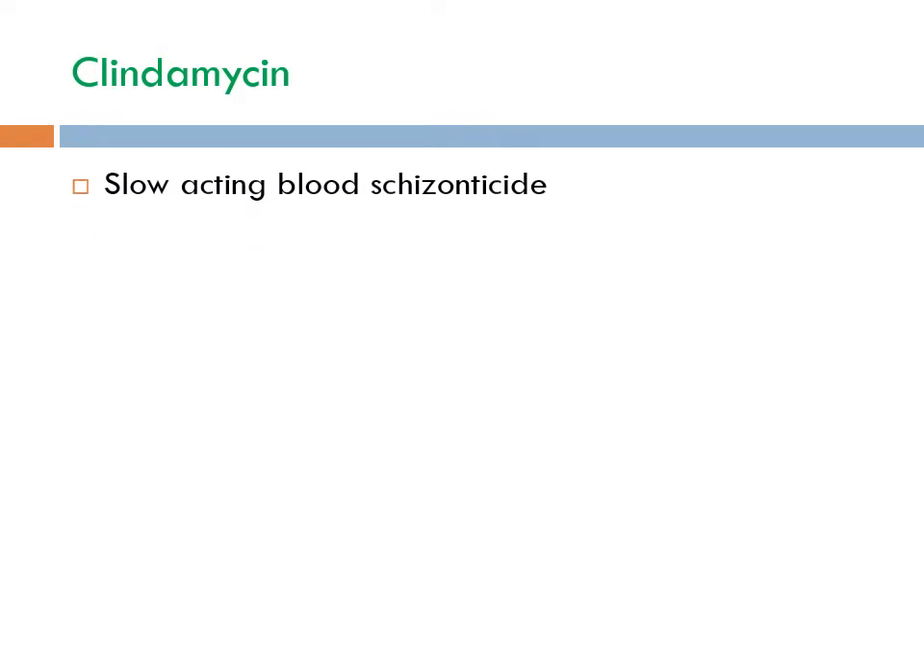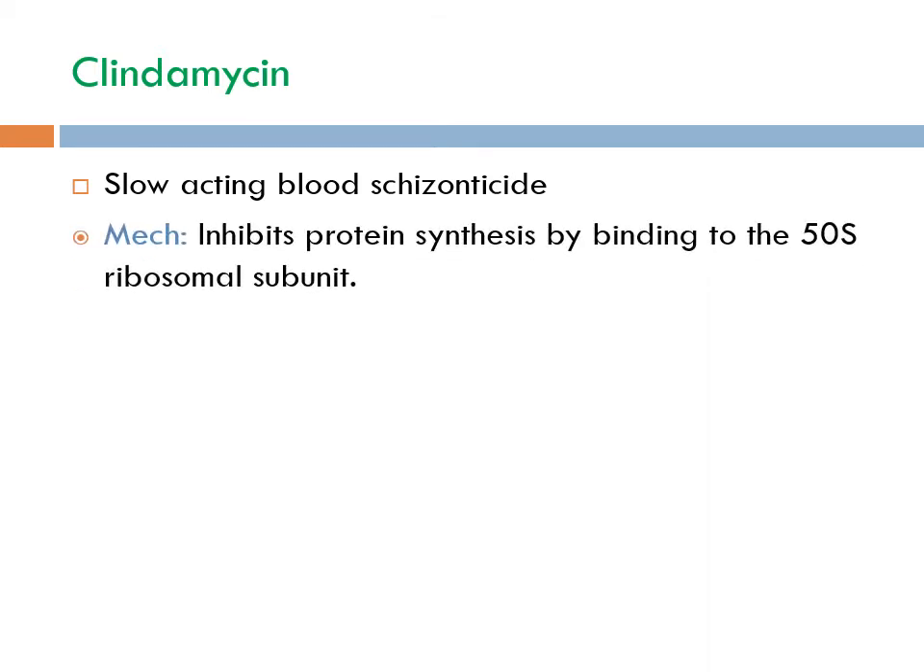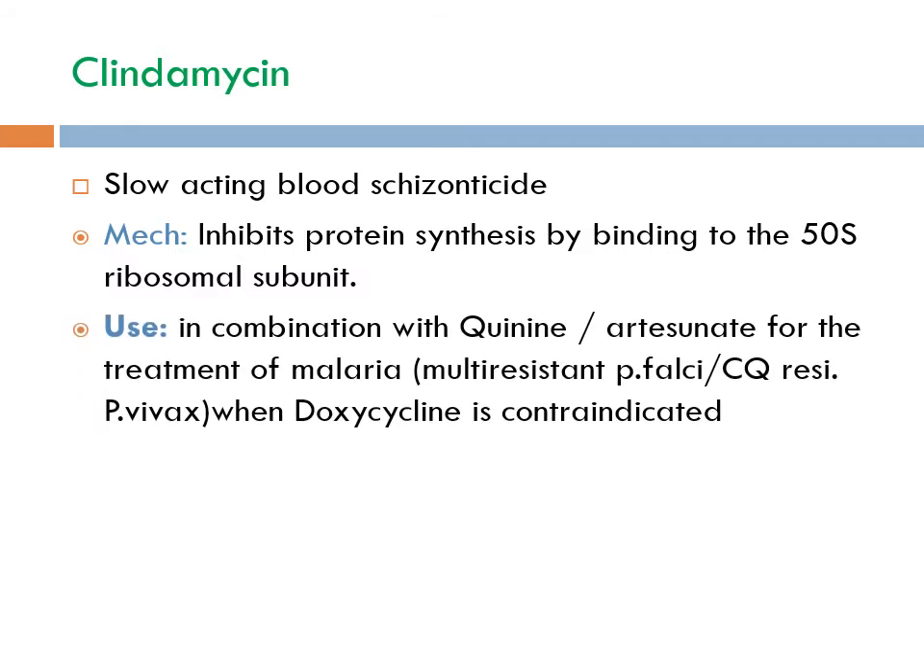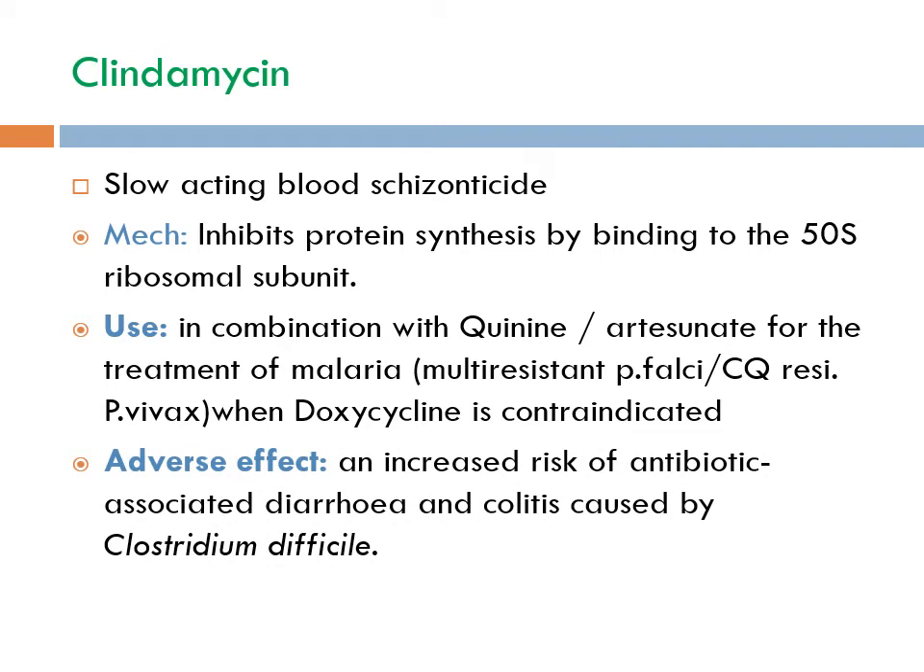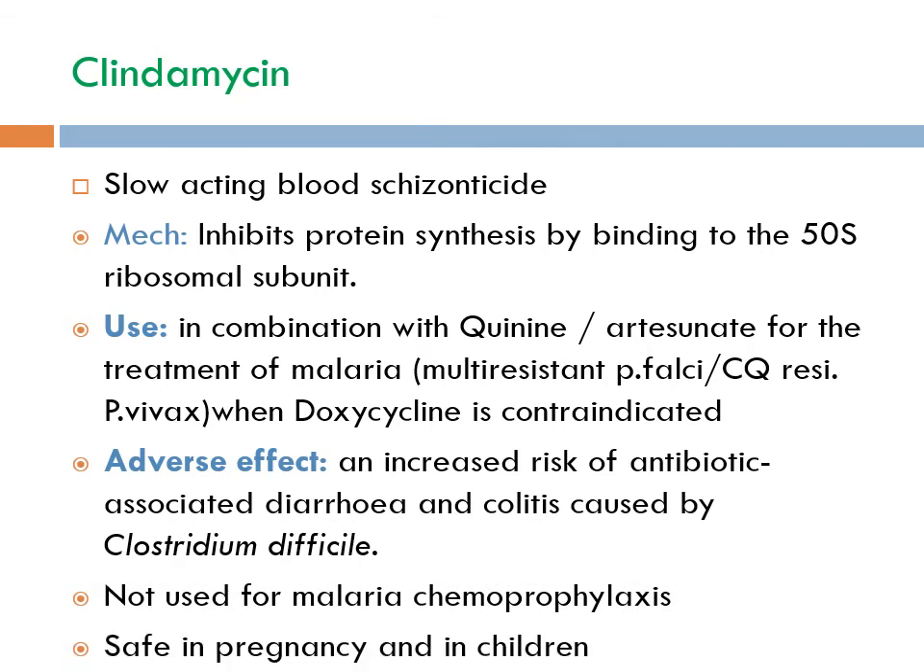Clindamycin is a slow-acting blood schizontocide against all species of Plasmodia, including multidrug-resistant P. falciparum. It inhibits protein synthesis by binding to the 50S ribosomal subunit. It is used in combination with quinine or artesunate for the treatment of multidrug-resistant P. falciparum and chloroquine-resistant P. vivax when doxycycline is contraindicated. It has an increased risk of antibiotic-associated diarrhea and colitis caused by Clostridium difficile, and because of that, it is not used for malaria chemoprophylaxis. It is safe in pregnancy and in children.